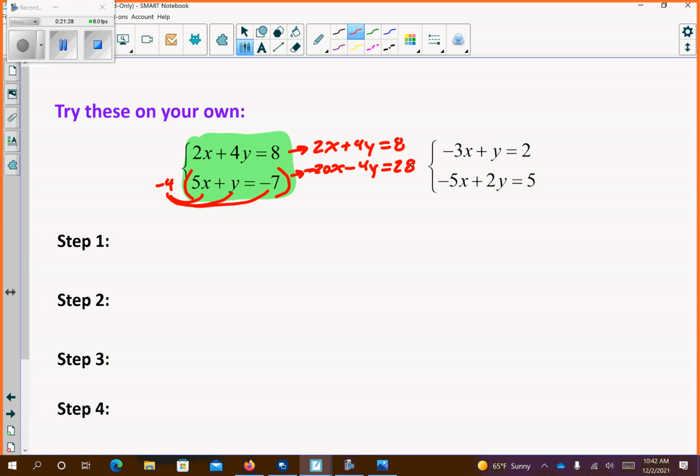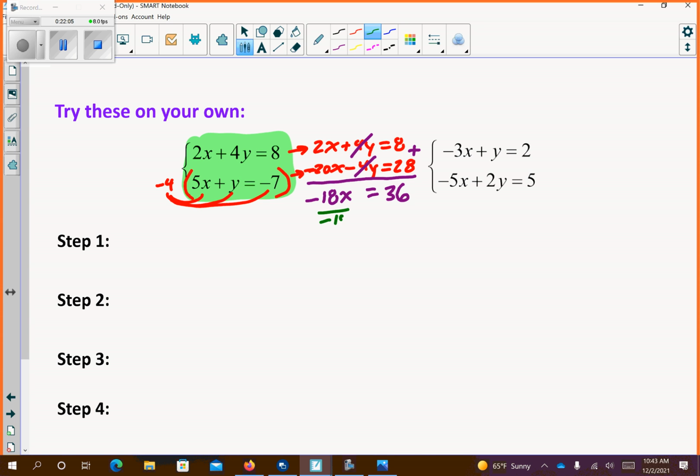Did I do that right? 2, 4, 8, negative 20, negative 4, positive 28. Okay. Hey, if I add these together, 2x minus 20x, I think is negative 18x. Positive 4y, negative 4y go away. And 8 added to 28 is 36? Is that right? How am I going to get that x by itself now?